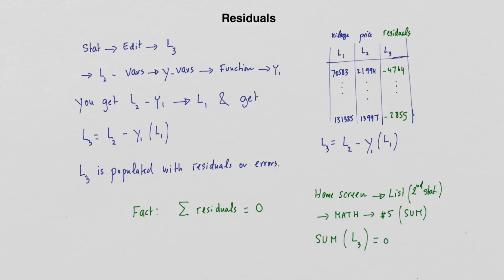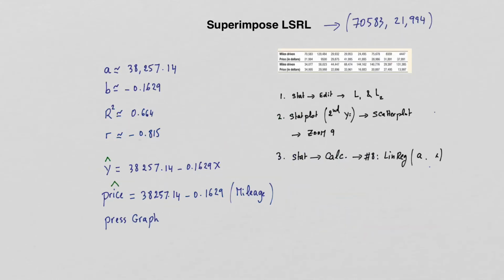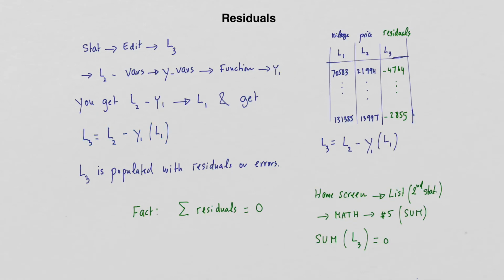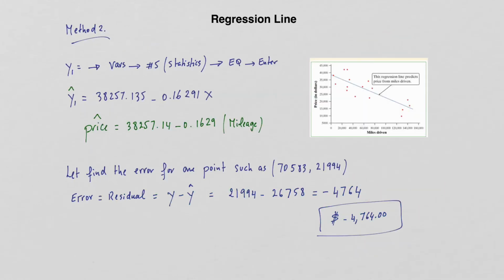This is what you have right now on your calculator. You started with 70,000 and ended with 131,385. They're not in order whatsoever, and here are your prices. Notice that each goes with its pair. You cannot mix this with that. They need to be paired like this. This is a pair, this is a pair. So don't mix up the X's and the Y's. And I just found that the residual is this.